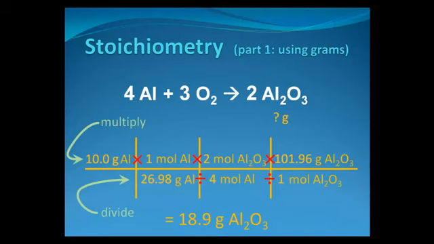Now remember, it's got to have the right number of significant figures, and in this case the number of significant figures is 3, since the data, the stuff we start with, is 10.0 grams. So don't forget significant figures. Okay, there's our formula, and there's our answer: 18.9 grams of aluminum oxide.